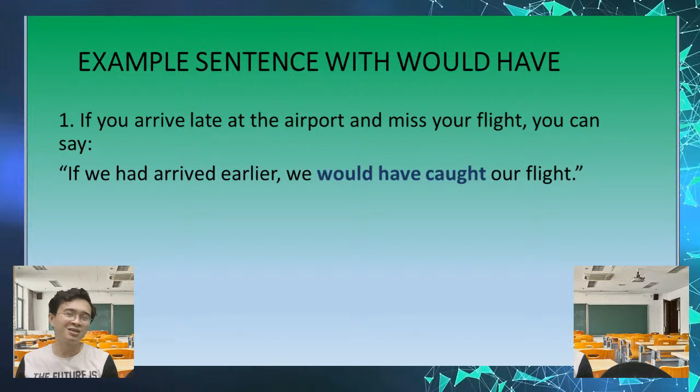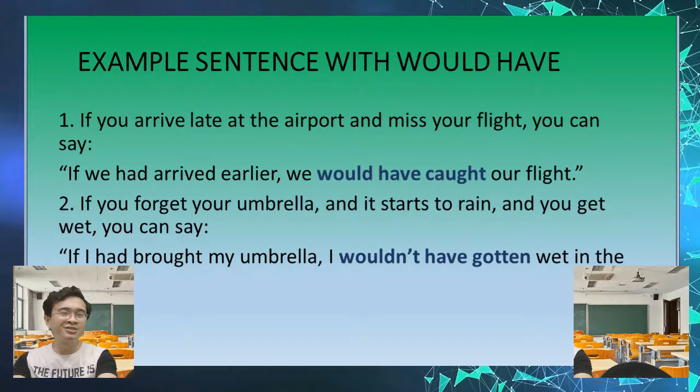On our second sentence, we have, if you forget your umbrella and it starts to rain and you get wet, you can say, if I had brought my umbrella, I wouldn't have gotten wet in the rain. Maybe this person felt bad because he forgot to bring his umbrella while he went outside. So he wanted to change something in the past, so he was imagining, oh, what if I had brought my umbrella? I wouldn't have gotten wet in the rain. But of course right now he's wet because he forgot to bring his umbrella.